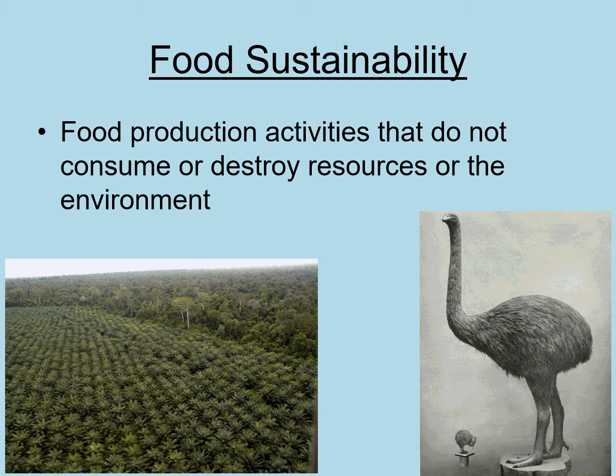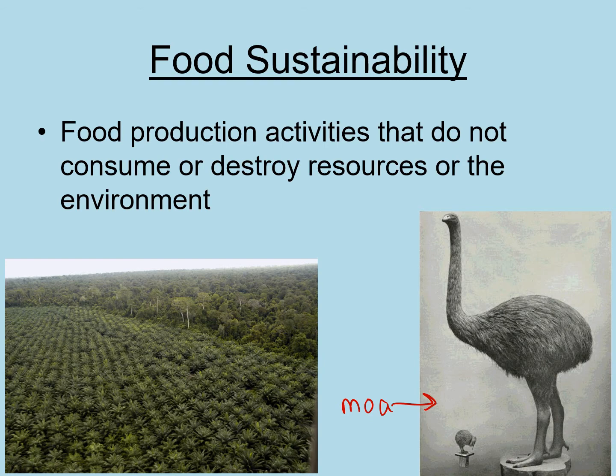So here's a definition for you about what food sustainability is. Food sustainability means that food production activities do not consume or destroy resources or the environment. So we don't want to completely run out of resources and we don't want to destroy the environment. So the examples we've got here, this is called a moa, and it was a giant land living bird that was alive in New Zealand hundreds of years ago, but it was hunted to extinction. So that wasn't sustainable because it didn't reproduce at a fast enough rate to cope with how much it was being hunted.